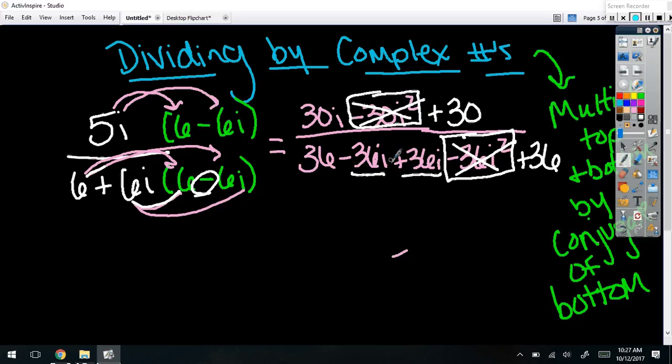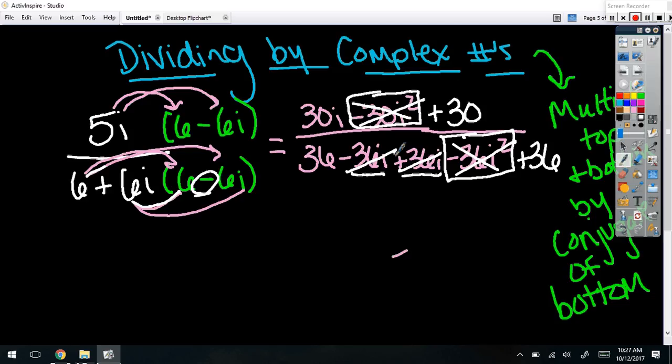Anything that has an i squared, mark it out and just change the sign of the number. That's all i squared does to the number. Basically, change the sign. It's the same thing that we learned yesterday, but it's just in a lot more of a complex form. That's why I told you I wasn't so worried if you didn't get to all the multiplication.